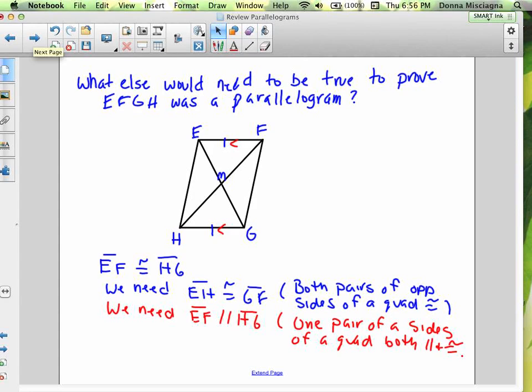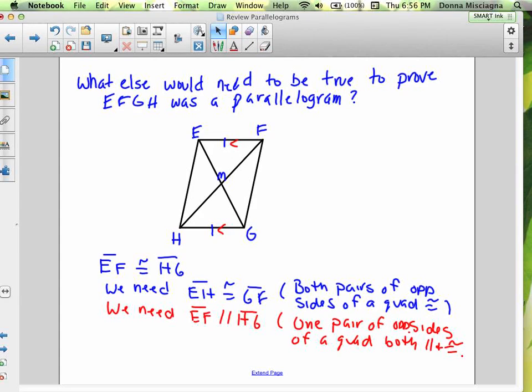So remember, there are 6 ways to prove a quadrilateral is a parallelogram. One is both pairs of opposite sides of a quadrilateral are congruent. Another is one pair of opposite sides of a quad, both parallel and congruent. We could also have both pairs of opposite sides of a quadrilateral parallel. That wouldn't work in this case because we weren't given any pairs of sides were parallel.